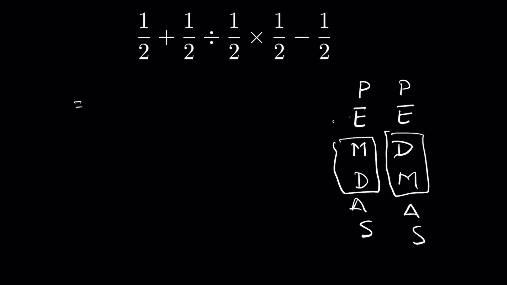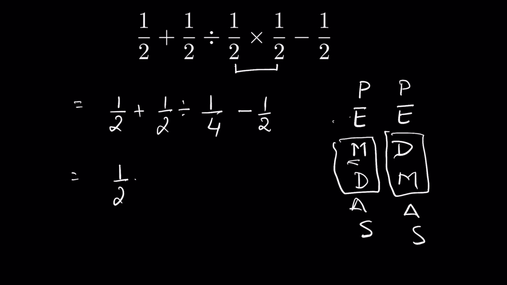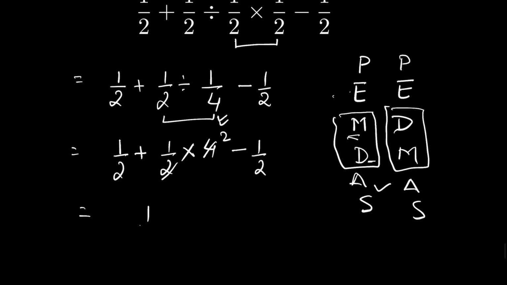Now there is no parenthesis and exponent, so we have to do multiplication first. So it will be 1/2 + 1/2 divided by, this part will be done first, so it will be 1/4, minus 1/2. Now we cannot add first because addition is after division, so first we will divide. Division gets converted into multiplication and the number after that gets inverted, so it will be 4, minus 1/2. Now 2 times 2 is 4. Now it is 1/2 + 2 − 1/2.